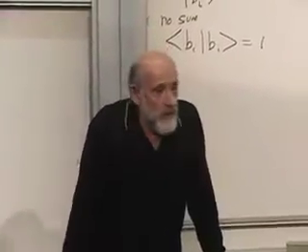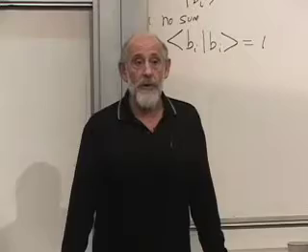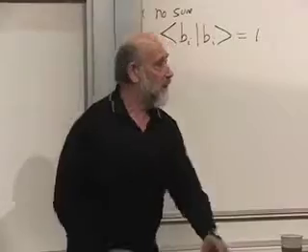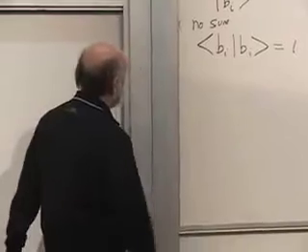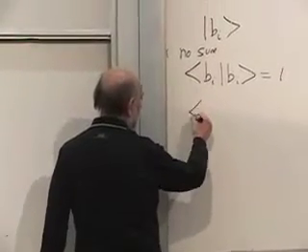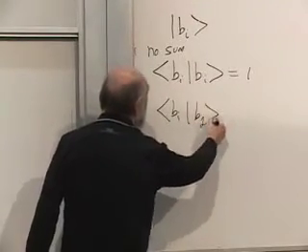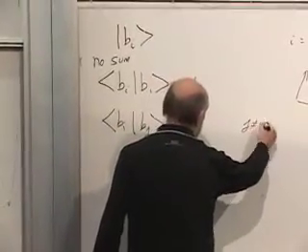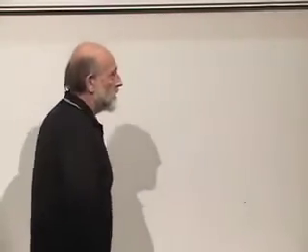For ordinary vectors, it means that the dot product is 0. When two vectors are perpendicular, remember that the dot product is the projection of one onto the other. If they're perpendicular, there is no projection. So let's write it this way. If I take two different vectors, let's say Bi and Bj, for j not equal to i, then that's 0. That's the assumption that they're orthogonal.